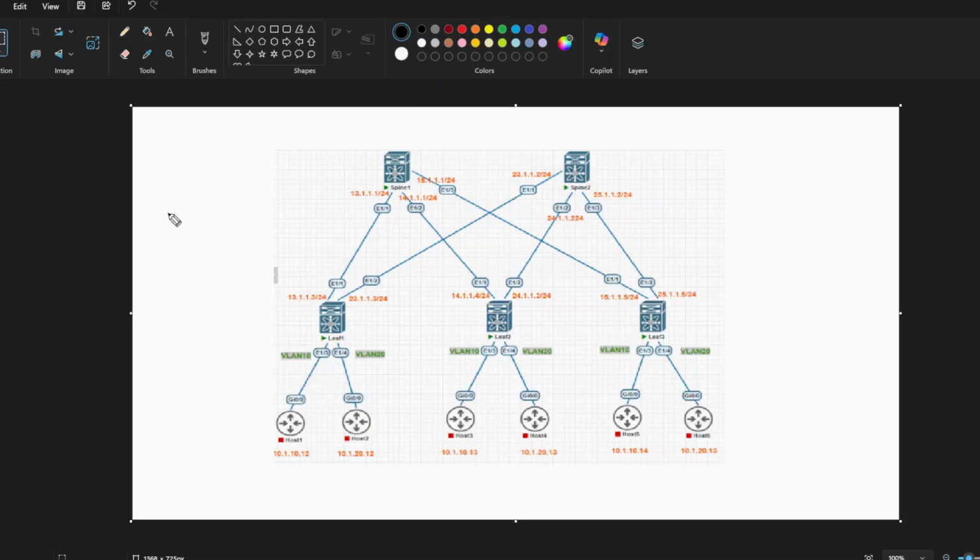Suppose we have VLAN 10, and that VLAN 10 is mapped to the VNI ID 10 10 10, and VNI ID 10 10 10 is mapped to multicast group 224.10.10.10. So wherever VNID 10 10 10 exists in the fabric, those leaf switches will join the multicast group 224.10.10.10. Okay, so in this case, how would the packet flow be?